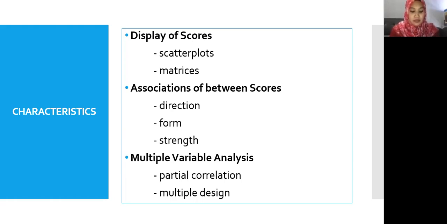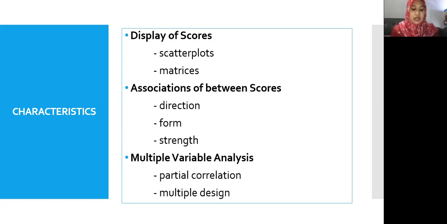Okay, and then for matrices, correlational research typically displays correlation coefficients in a matrix. A correlation matrix presents a visual display of the correlation coefficients for all variables in a study.